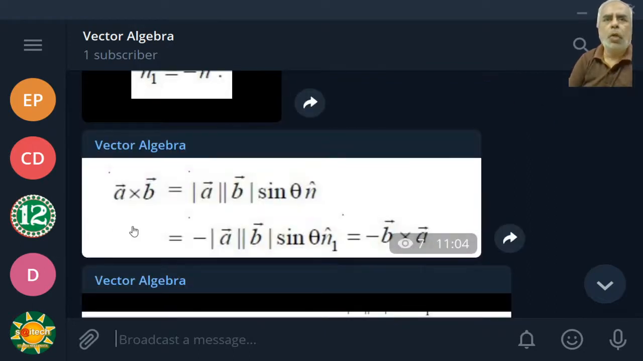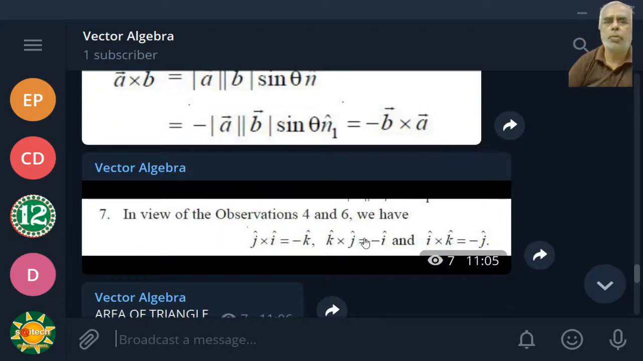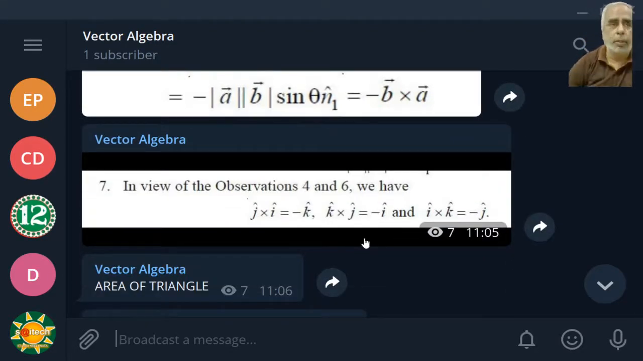Now, A cross B is equal to modulus of A into modulus of B into sine theta into n cap. In the other case, it is just opposite. So you can put minus of magnitude of A and magnitude of B into sine theta n cap. So that is equal to minus of B cross A. So that is why it is not commutative, but it is reversed.